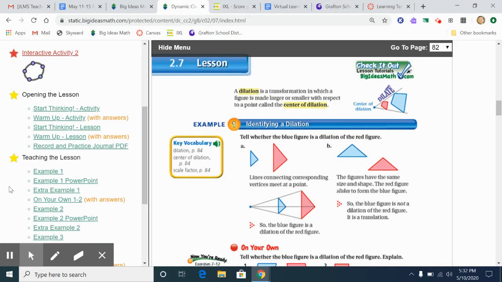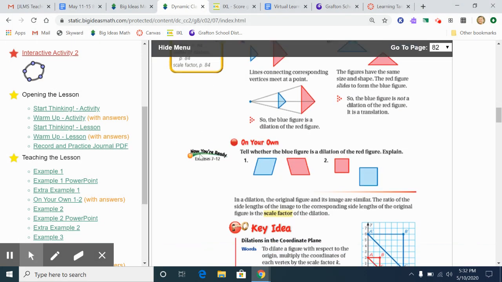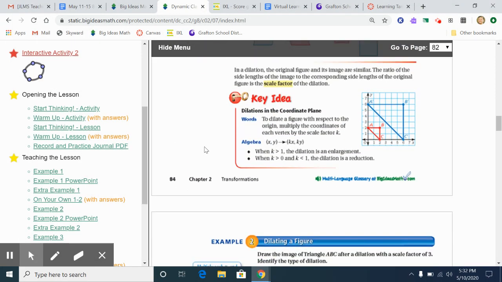Let's look at an extra one real quick. Tell whether the blue figure is a dilation of the red. So the blue one gets smaller from the red one, but it's the same shape, right? It's a similar figure. So yes, the answer would be yes, this is a dilation. So just kind of knowing that a dilation is an image where the shape is similar, it just gets larger or smaller.